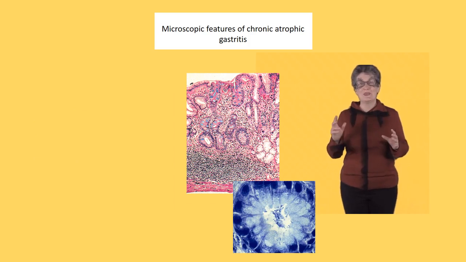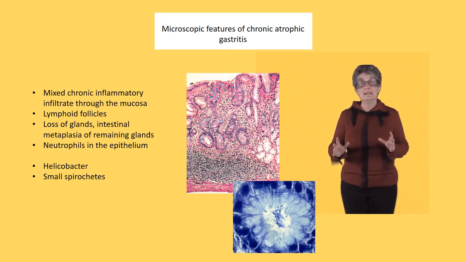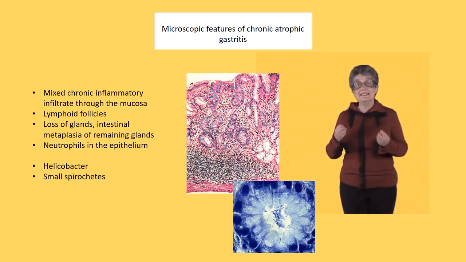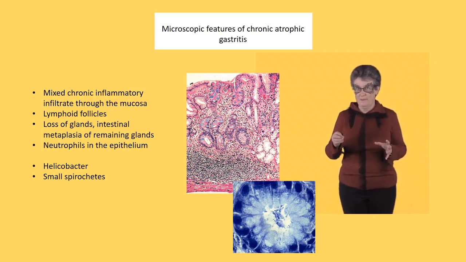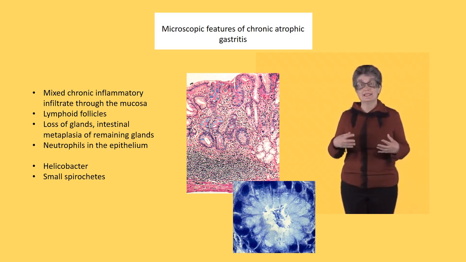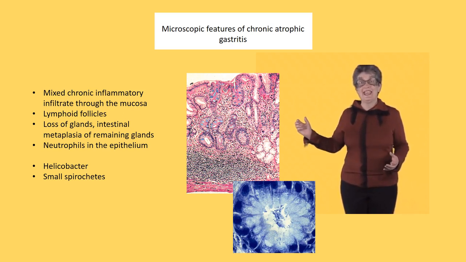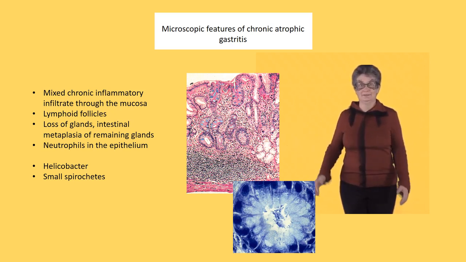So what do we see down the microscope in cases of Helicobacter infection? What we see is chronic atrophic gastritis. This is a mixed chronic inflammatory infiltrate throughout the mucosa and includes lymphoid follicles. There is loss of glands and intestinal metaplasia of the remaining glands. This is really important to remember. There can be some neutrophils in the epithelium, and we'll always see the Helicobacter, these small spirochetes in the centre of the glands.